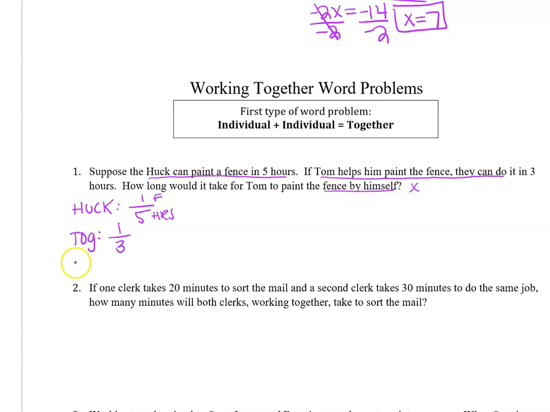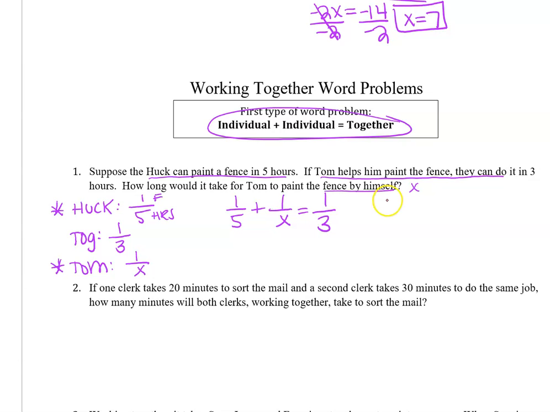So he's our unknown. So Tom is going to be 1 over x. So the idea of working together problems is that it's individual plus individual equals together. Here are my individuals. So 1 over 5 plus 1 over x is equal to 1 over 3. So now we're at a place where we're looking at this and I have to decide what a common denominator would be. I would say it would be 15x. So the first guy is going to need a 3x. Second guy is going to need a 15. Last guy is going to need a 5x.